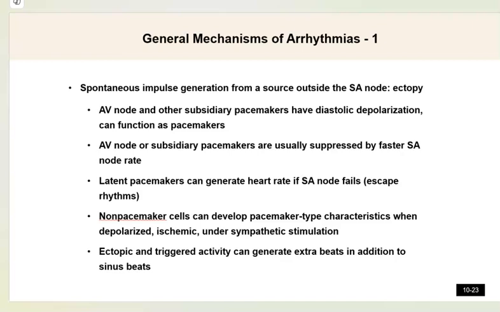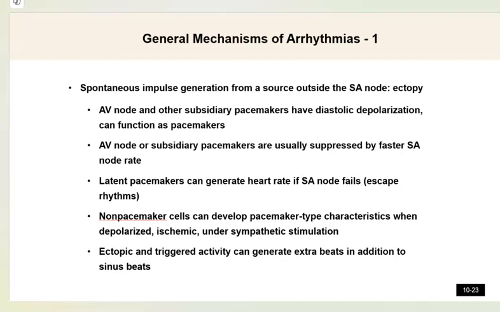The AV node or the subsidiary pacemakers are usually suppressed because we have faster rates of the SA node coming through. Typically speaking, the SA node wants to give 60 to 100 beats per minute. The AV node wants to give 30 to 60 beats per minute, and then the subsidiary pacemaker cells of the ventricles give less than 30 a minute. So those ones are never going to have to generate themselves because there wouldn't be enough time to do that. The SA node's going to take over.